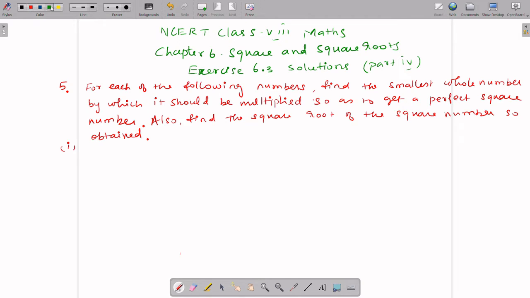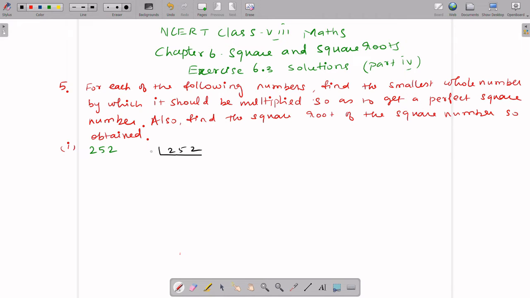You have to obtain the smallest whole number that should be multiplied by this number 252 so that it becomes a perfect square. And we also have to find out that square number. We will start using the factorization method only. We have to find out the number. So use prime factors to get the answer for 252.